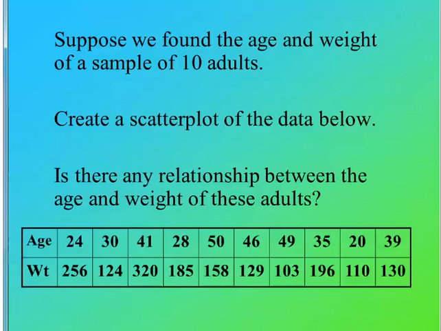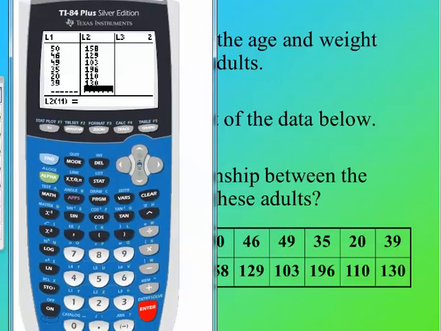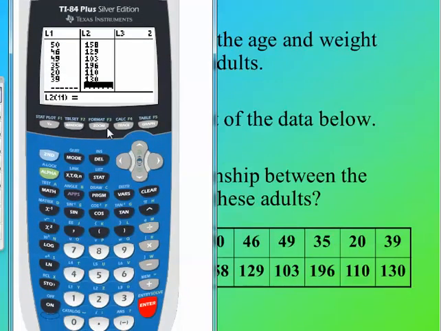And I'm going over to the L2 field here, and I'm going to enter that data: 256, 124, 320, 185, 158, 129, 103, 196, 110, and 130. I'm a little faster than the calculator at entering data in, so it takes a little while for it to catch up to me. Okay, so we've entered this data in.